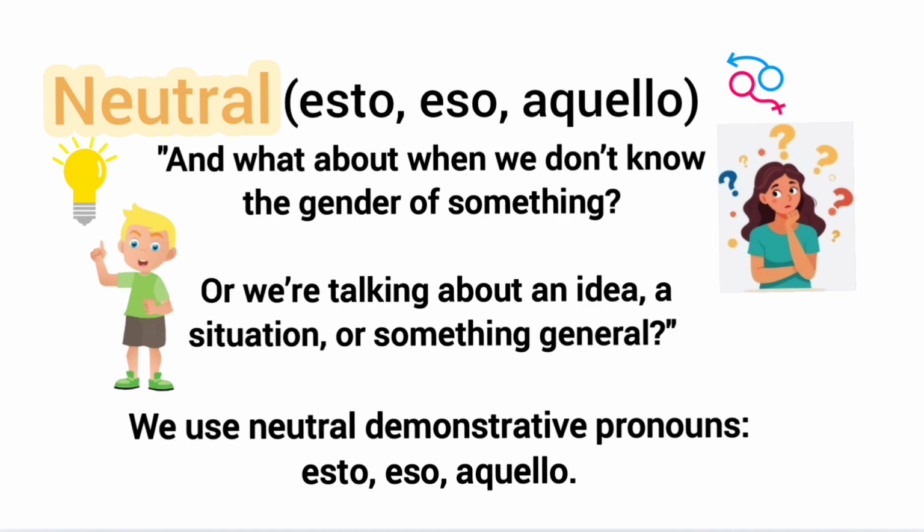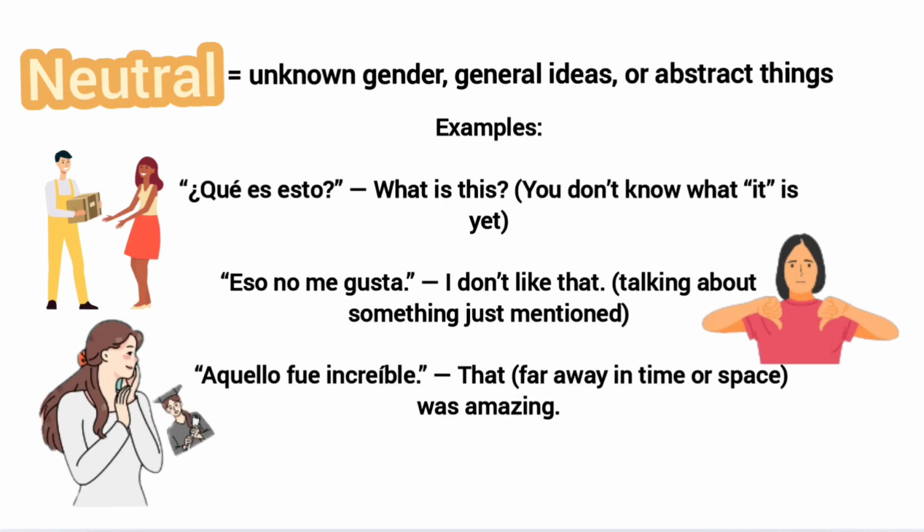And what about when we don't know the gender of something? Or we're talking about an idea, a situation, or something general. It's here that we use neutral demonstrative pronouns. Esto, eso, aquello. Here you have some examples.